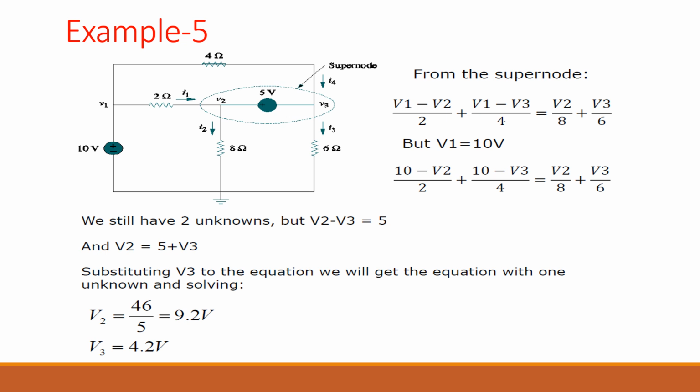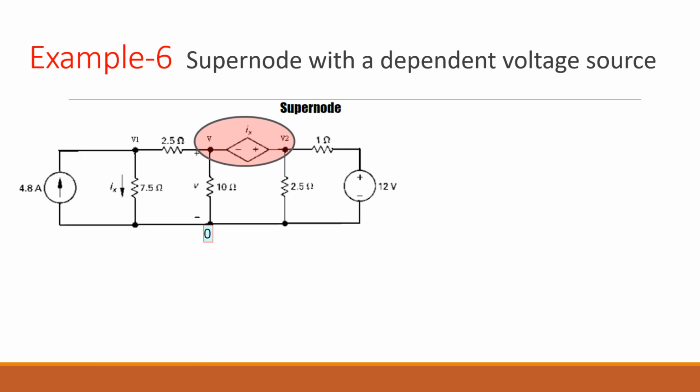So here you can now see the solution. V1 is 10. We already know how we got the 10 for V1. And we have two simultaneous equations. So we solve the two simultaneous equations and we can find V3 and V2. So you can try this question now. The only difference is you have a dependent voltage source in the supernode. You can try this and I will explain this in the next recording.